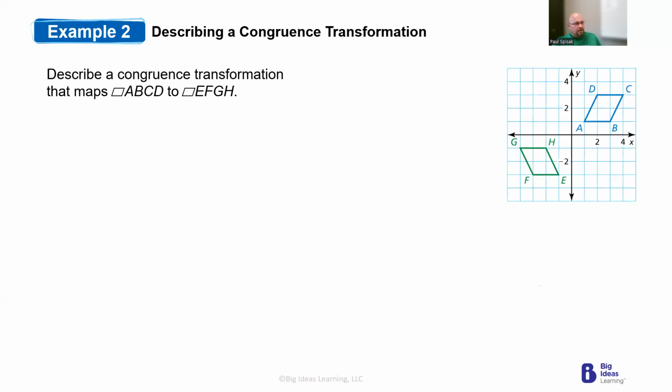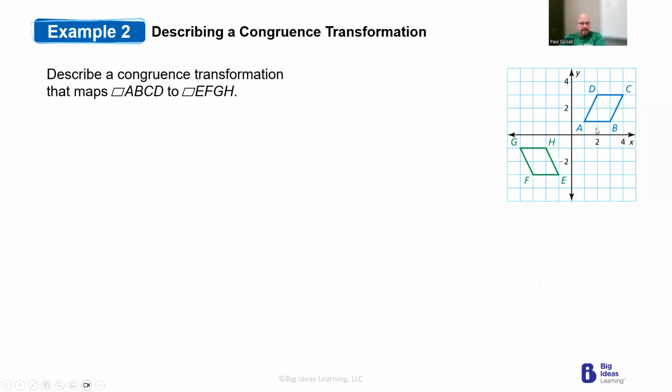Now for the next one, we have example 2. Describe a congruence transformation that maps parallelogram ABCD to EFGH. Looking at these, you have to make sure you match them up correctly, in the same order that they appear here. So A has to match up with E, B has to match up with F, C has to match up with G, and D has to match up with H.